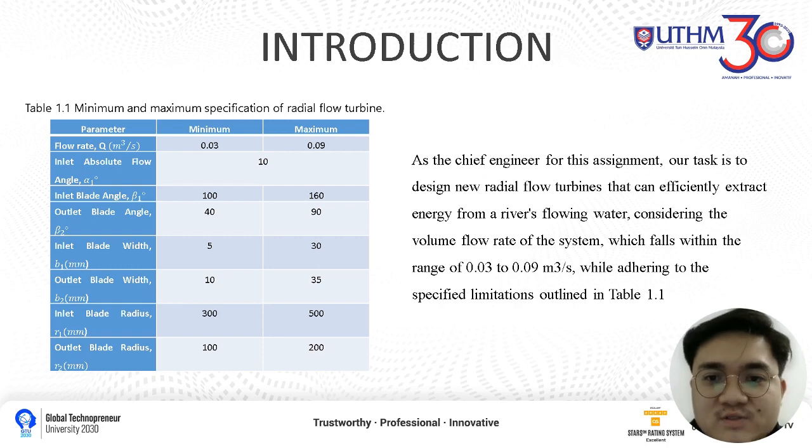So for our project, for this assignment, our task is to design a new radial flow turbine that can efficiently extract energy from river flowing water, considering the volume flow rate of the system, which falls within the range of 0.03 to 0.09 meter cube per second, while adhering to the specific limitation outlined in table 1.1.